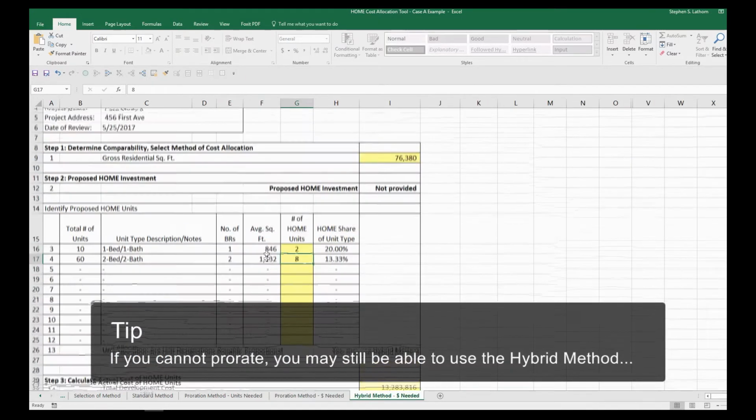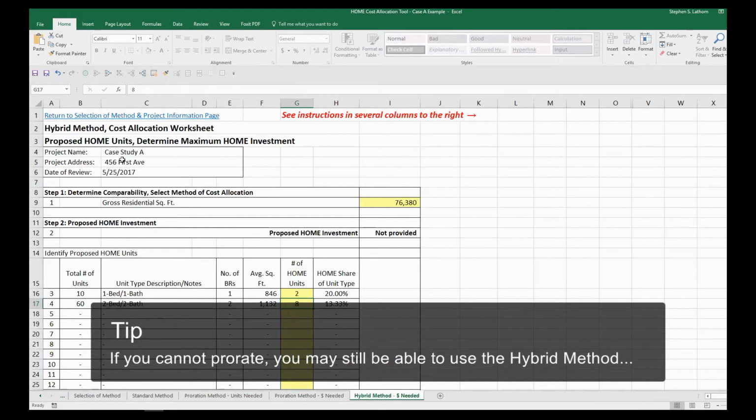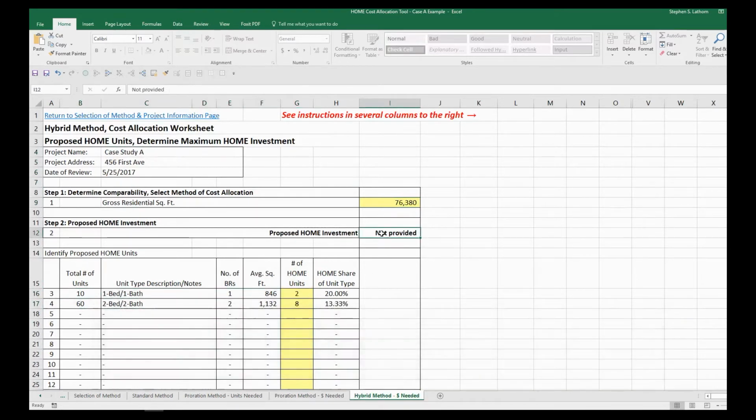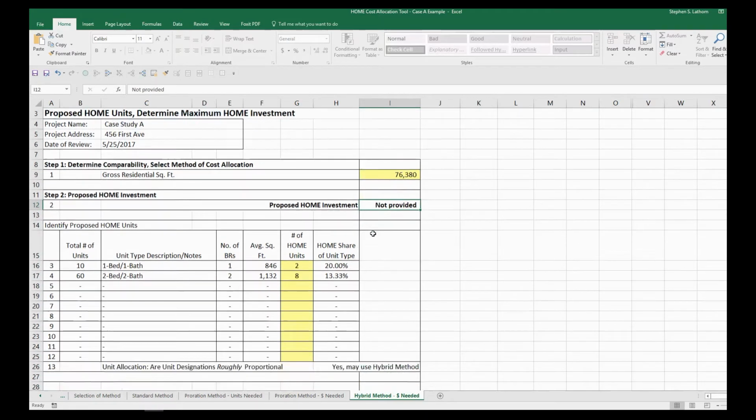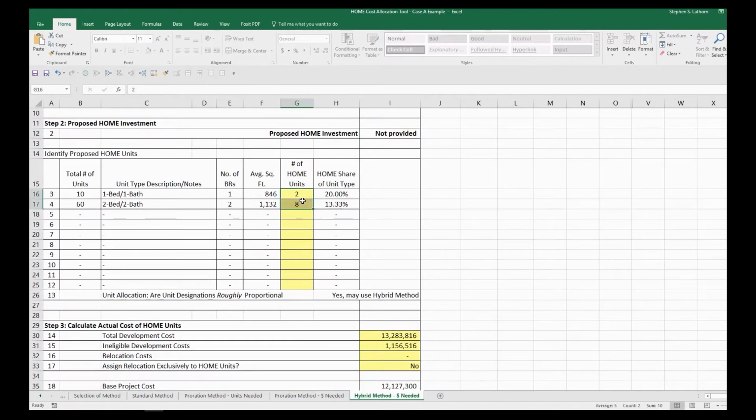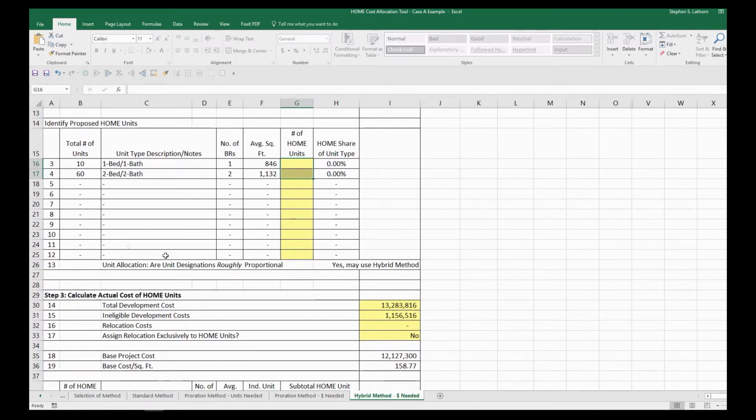In the hybrid method, the sheet's going to look very similar. Again, much of the information is pulling from the selection of method page, just like it does across the other sheets. We're going from units to dollars, so the proposed HOME investment has not been provided. We don't know that yet. And we're going to look and see whether or not we can use that designation of units. So the first question is, are the units designated in roughly the same proportion?